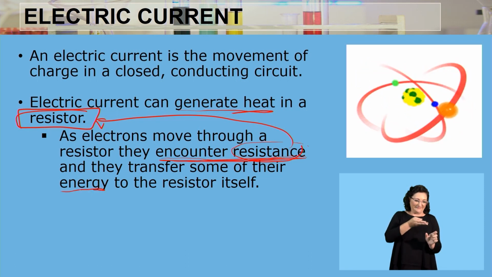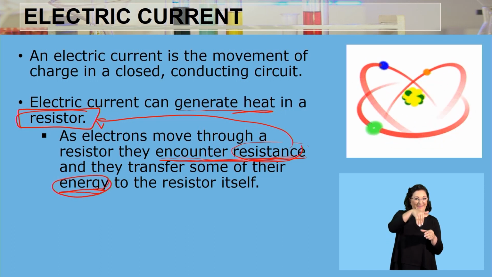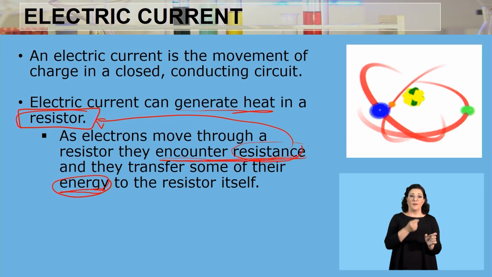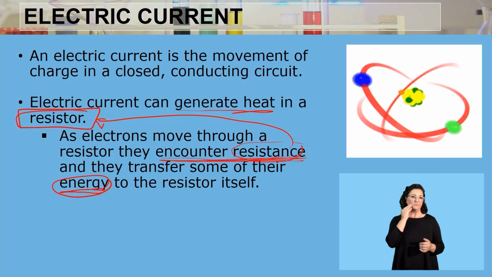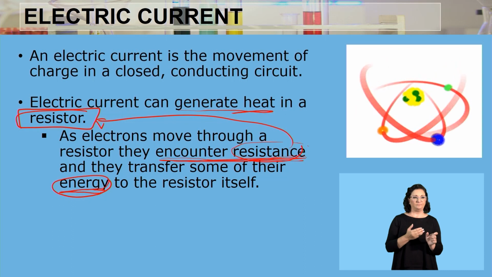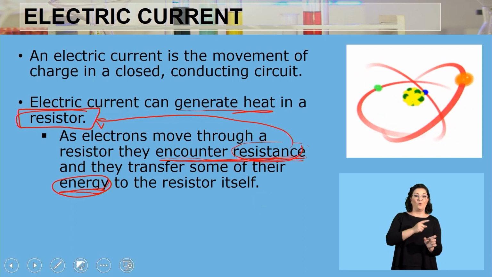Remember, the energy in question here is the energy supplied by the battery into the electric circuit. As the battery supplies energy into the circuit, the electrons within the wires receive the energy and start moving. As they move in one direction, they have both potential energy and kinetic energy. As they encounter the resistance within the resistor, they transfer some of their energy to the resistor itself.